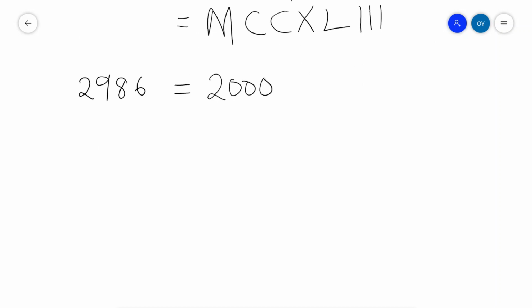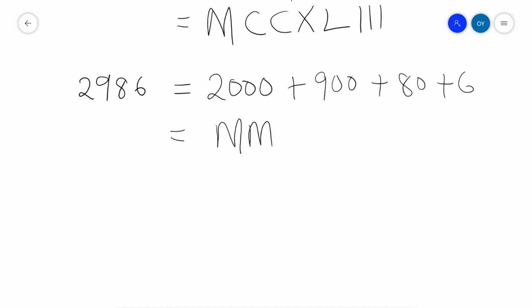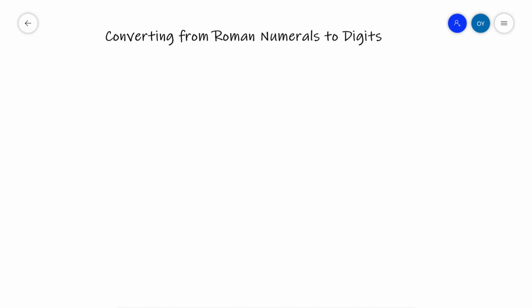2,986,000 plus 900 plus 80 plus 6. 2000 is MM, because 1000 is M. So 2000 is MM, and 900 is 1000 minus 100, and that is CM, and 80 is LXXX, and 6 is VI. So 2986 is MMCMLXXXVI.